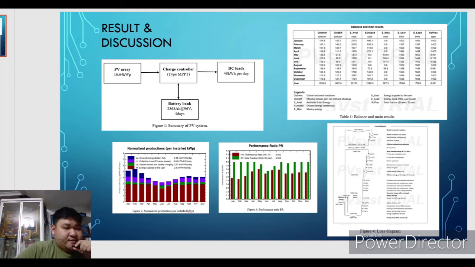Let me continue the result and discussion. So the summary of the PV system for recipient Mr. Ahmad Nitful's house is shown in figure 1. Table 1 summarizes the system performance throughout the years.